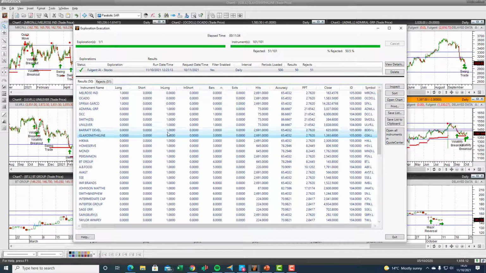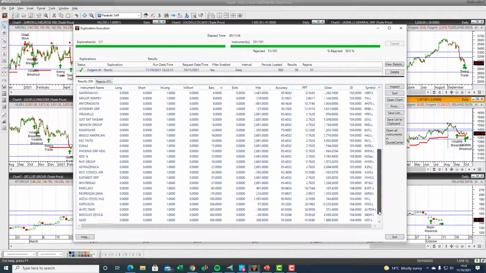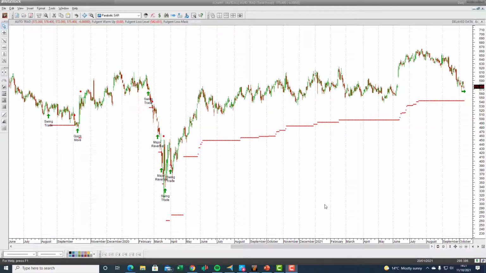You run the screen, identify the other ones, and then you can go through the list. Sort by bars tells you how old the trade is, so you can see there are some trades that we're in really for the long term here. If we view some of the older trades like AutoTrader, for example, look at the swing trade here, stayed in for a very long period of time. You can have different profit targets and always have to follow the trailing stop loss of the AI. It's quite a wide volatility adjusted stop loss, but you can see AutoTrader did very well using the AI.